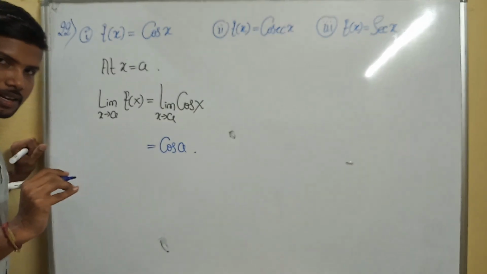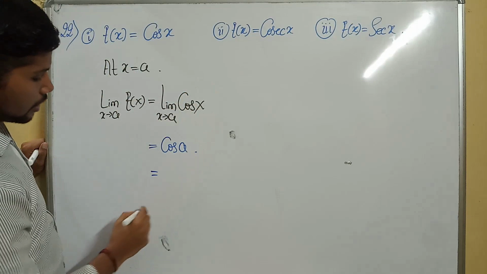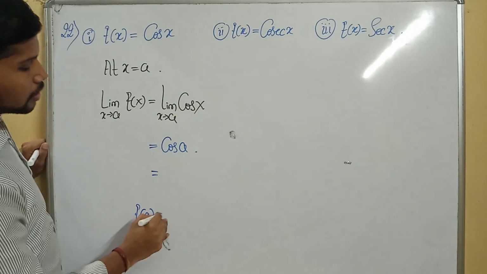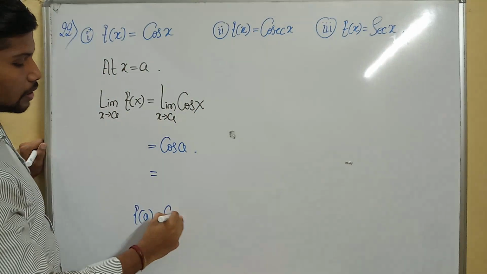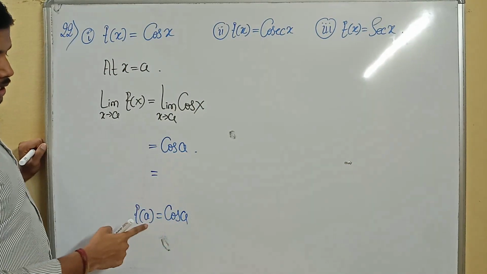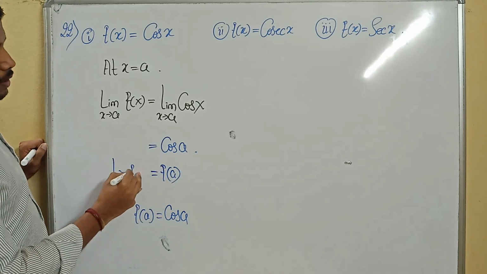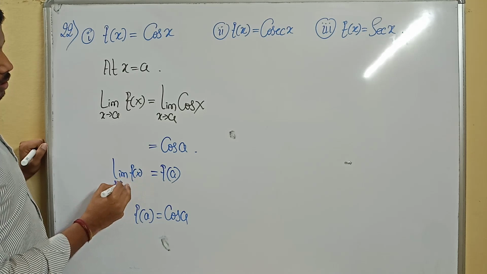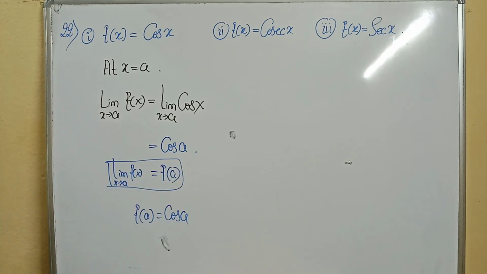Got the point clearly? Okay, then after this one, what is f of a now? At that point, f of a is nothing but x replaced by a, which means cos a. Whether both are same or both are different, means instead of cos a, can I write f of a? Yes, that's why the limit of f of x as x tending to a will be f of a, which means the given function is continuous.